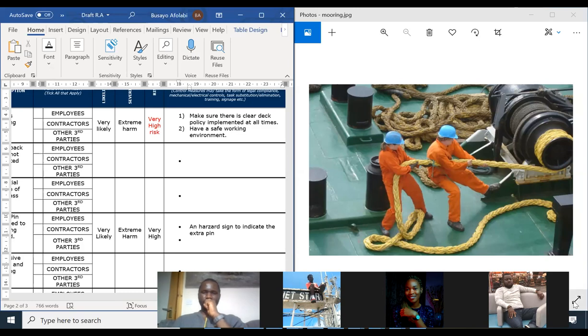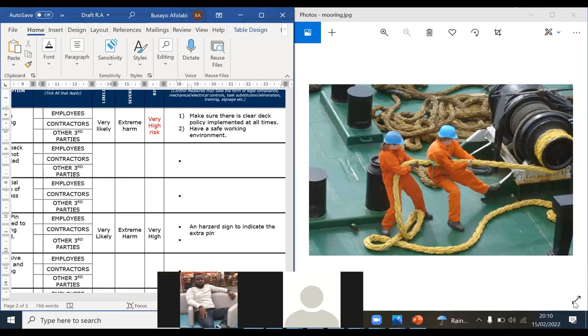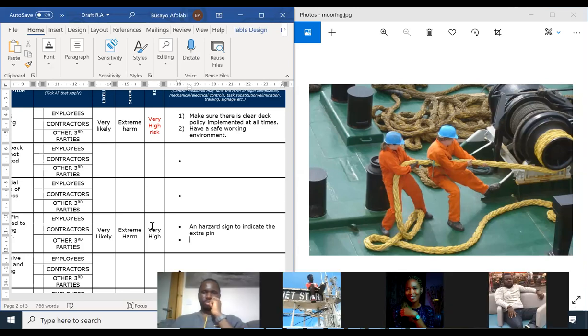Anyone? Can anybody suggest maybe we use another capstan? Yes. Use another capstan without that pin. So she stays at the other side of the capstan where the pin is not there.